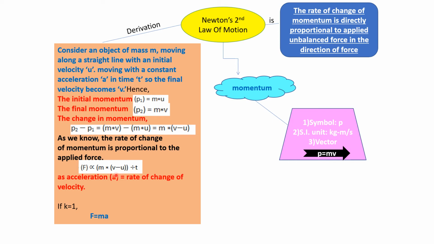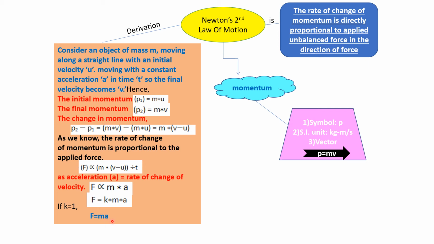Now, as you can see, this v minus u by t, which is the rate of change of velocity, is nothing but acceleration. So, I'm substituting this v minus u by t by acceleration. So, I'll get that force is directly proportional to mass into acceleration. Now, when we remove the sign of proportionality, we get a constant. Let that constant be small k. If k comes out to be 1, then F is equal to ma, right?